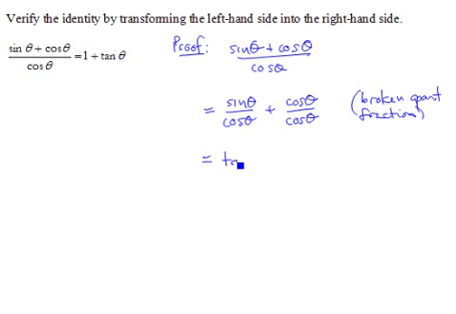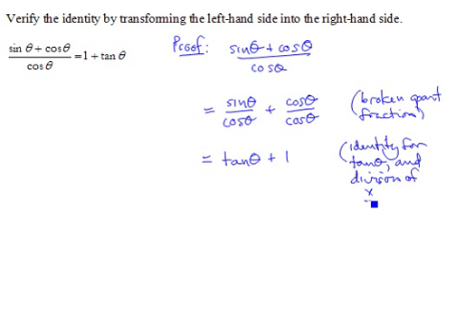Now, I have the sine of theta divided by the cosine of theta. By one of our common identities, that's simply equal to the tangent of theta. And the cosine of theta divided by itself will always produce 1. So what I've used there are the identity for tangent of theta and the rule that x over x equals 1 for any x. Any fraction where you have the same numerator and denominator simplifies to 1.